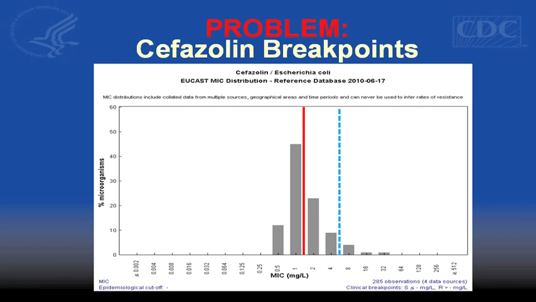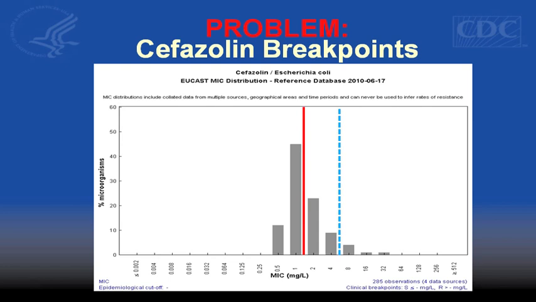Cefazolin is rarely used to treat E. coli bloodstream infections. Cefazolin is almost used exclusively for urinary tract infections. And that's okay, because in the urinary tract, cefazolin concentrates, so you have very high concentrations. And even isolates that test intermediate or resistant could be treated with cefazolin in a urinary tract infection because of this increased concentration of the drug.